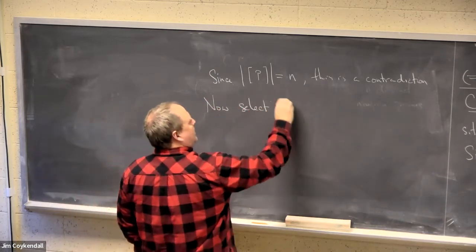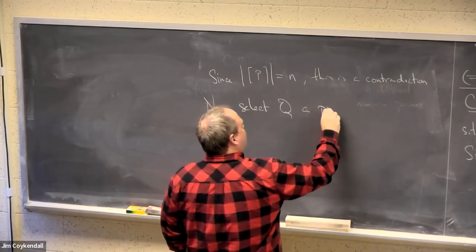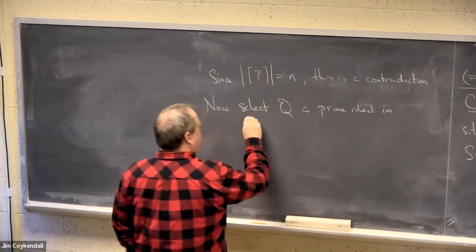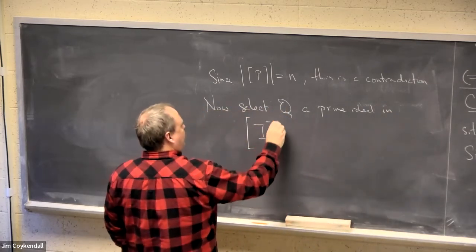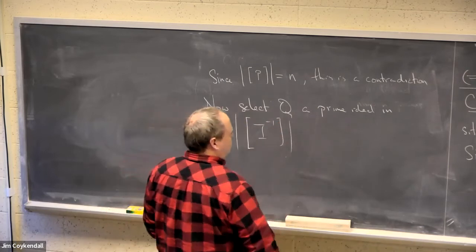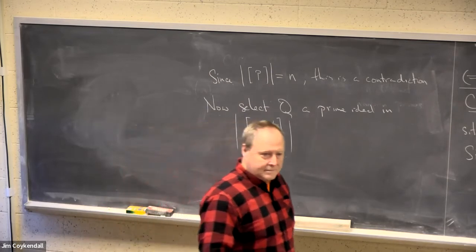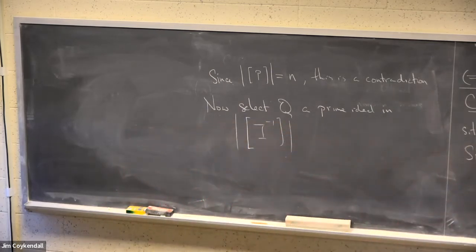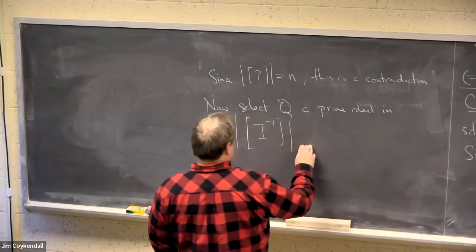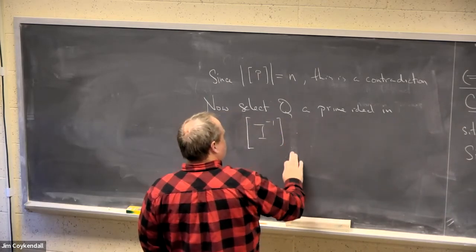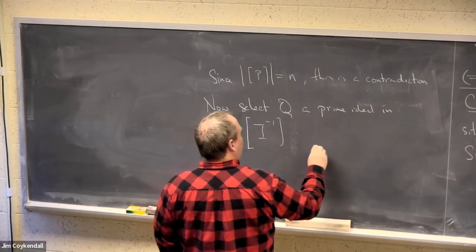Now, select Q, a prime ideal in the class of I inverse. By the way, we supposed the order is n. And of course, let me point out that Q is in the class of I inverse.